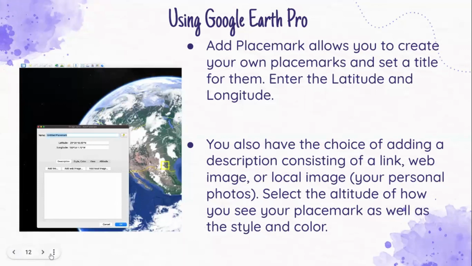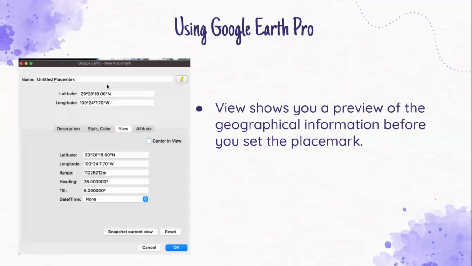And then, as you saw on the other side, view shows you a preview of the geographical information before you set the placemark. It'll show you your latitude, longitude, the range, heading, tilt, as well as the date and time.